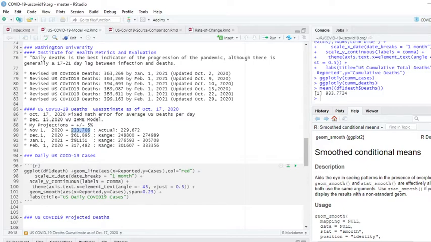Now, my next projection is for December 1st, 2020. 261,895 with a plus or minus 5% range of 248,800 to 274,989. Now, for the January 1st, 2021 range, I'm projecting 291,151 with a plus or minus 5% range of 276,593.